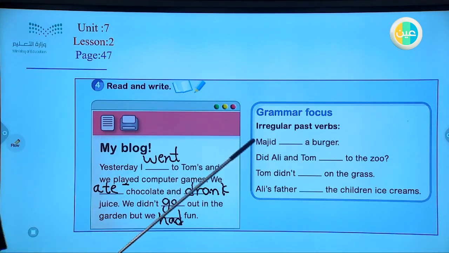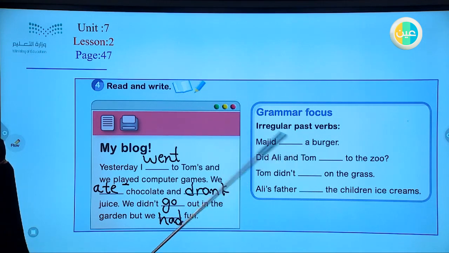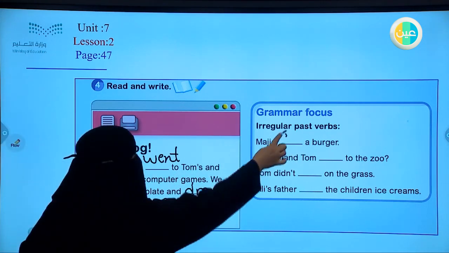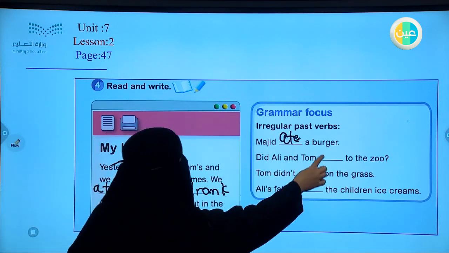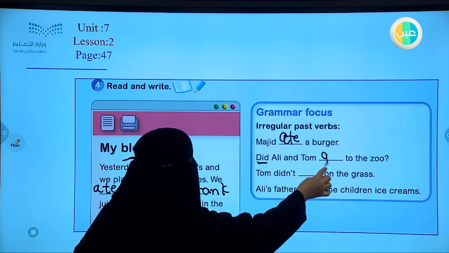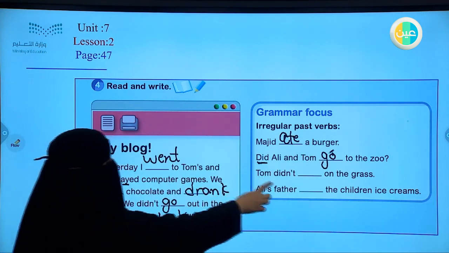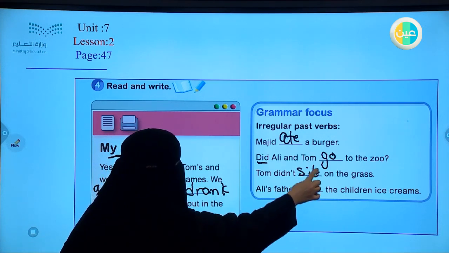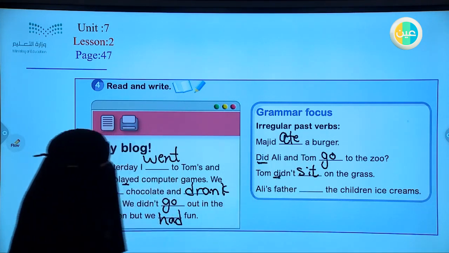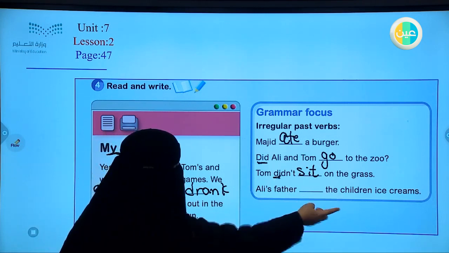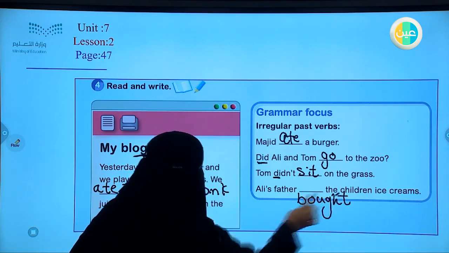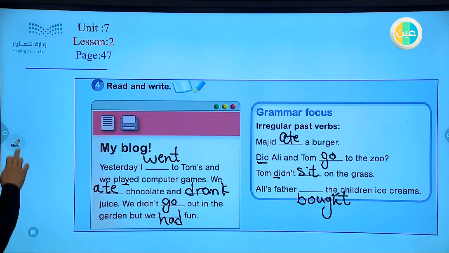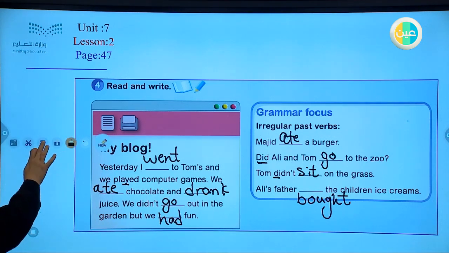Also here, irregular past verbs. Majid, a burger, ate a burger. Did Ali and Tom? Did. Question. Go. Tom didn't sit. Not sat because we have did. Ali's father. Children ice cream. Bought. Children ice cream. Okay? You can do this. Write them down in your book. Okay.